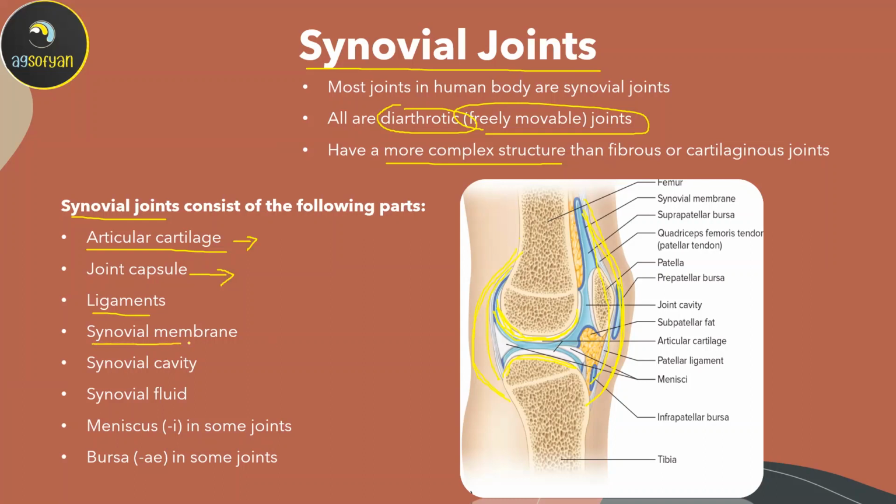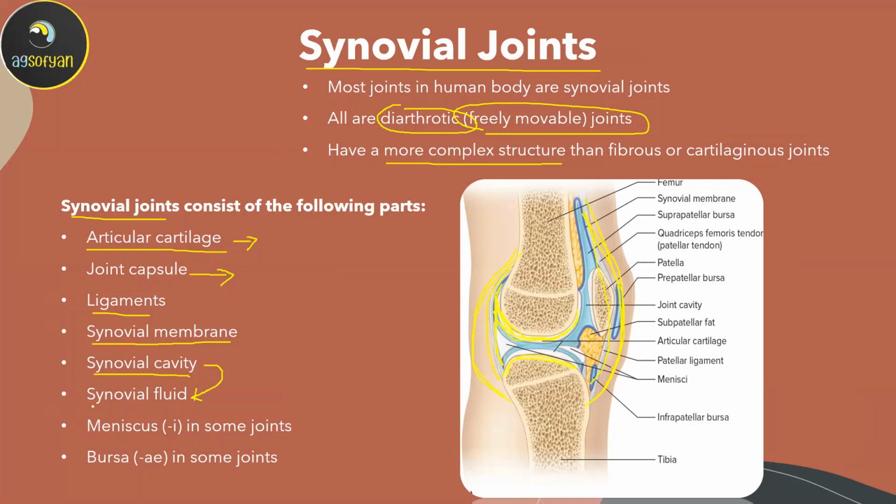And the synovial membrane is the part of the joint capsule that is located inside. So this is actually the inner membrane of the capsule. This is what we call the synovial cavity. And this synovial cavity produces a fluid.